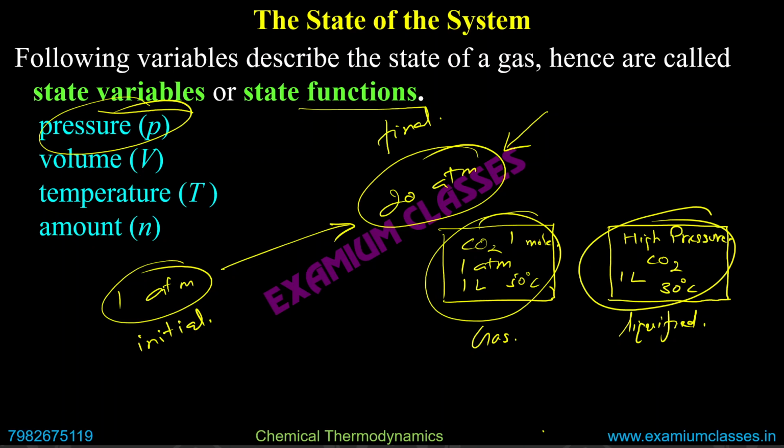The functions which depend on the path, meaning how you brought about the change, are known as path variables or path functions. So you should remember state functions, which do not depend on path, they depend only on initial and final states, versus path functions. Path functions are those which depend on how you bring about the change. For example, heat. If you provide heat for 1 minute or if you provide heat for 1 hour, the final result will be different. So heat will be a path function.